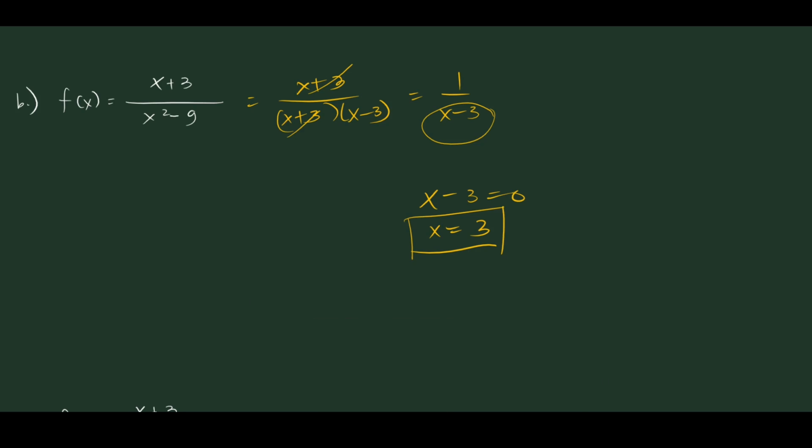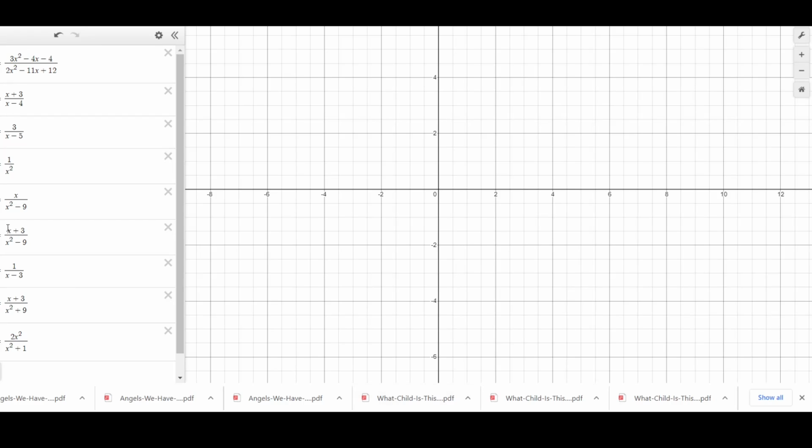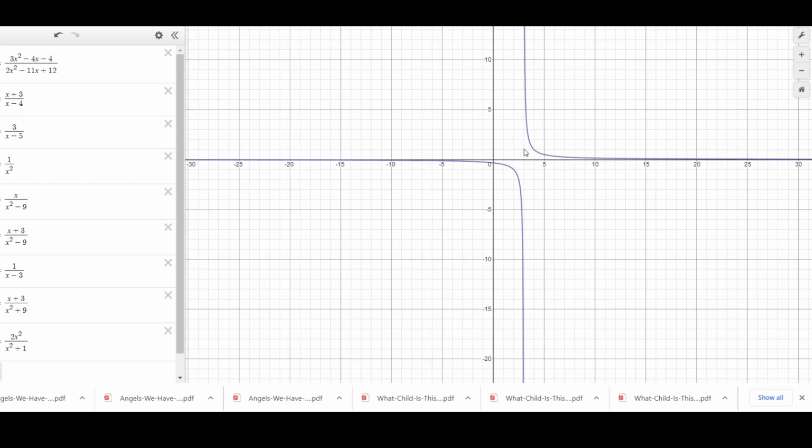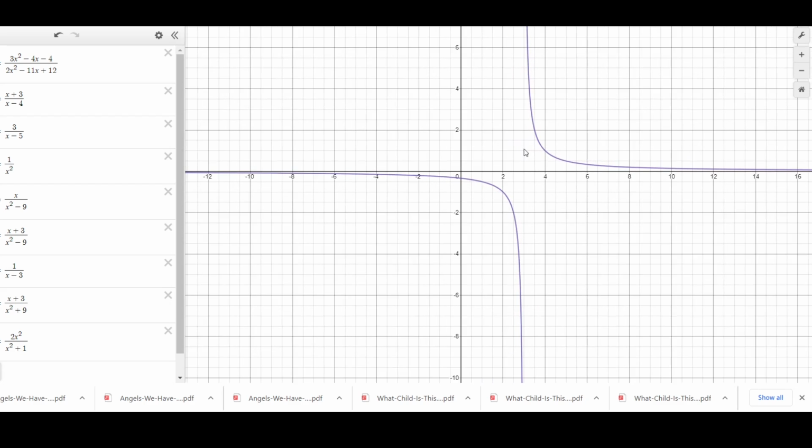Now let's check with the graph if that is really the case. So where was that again? 1 over x minus 3, right? So there you have it. We have 3 right here, and it is an asymptote of the graph. The graph just approaches it from the left and from the right, but it never touches it.